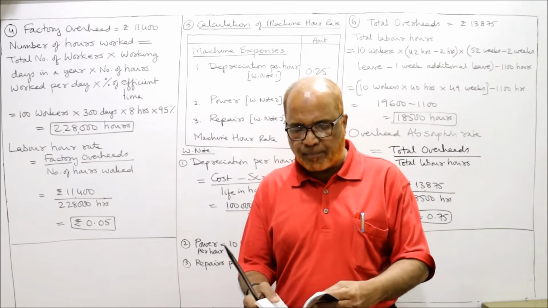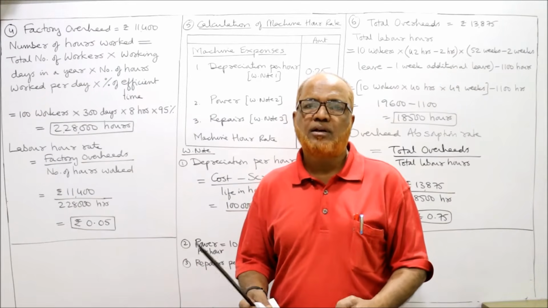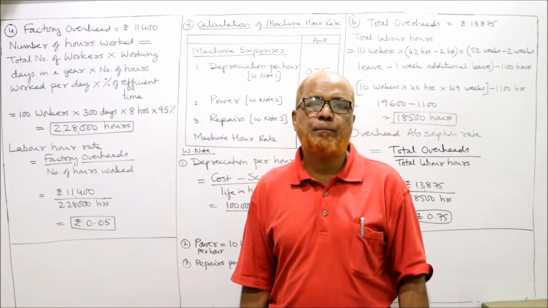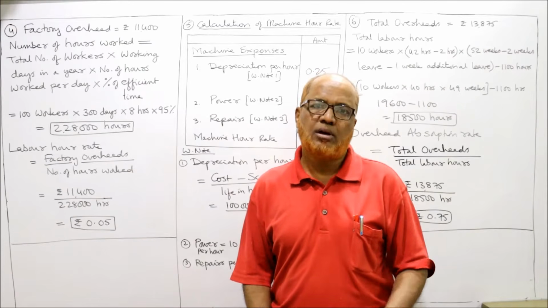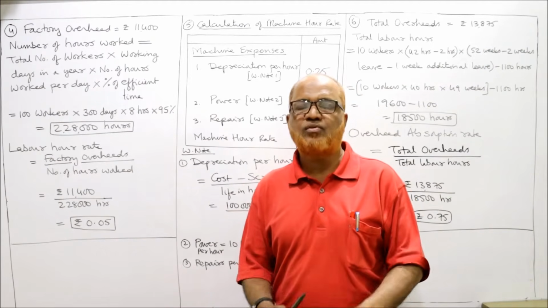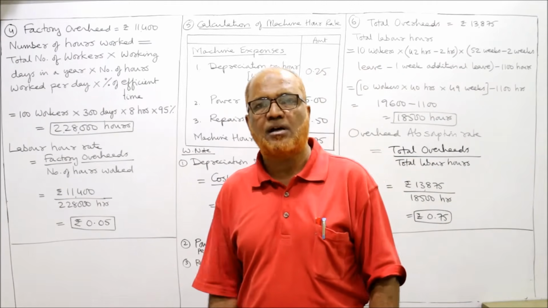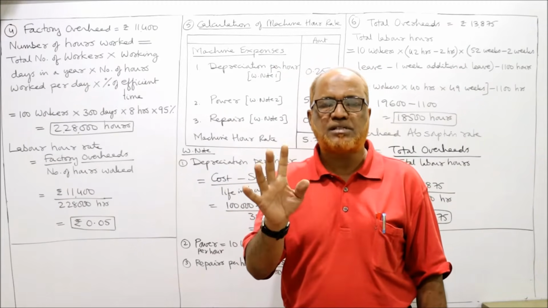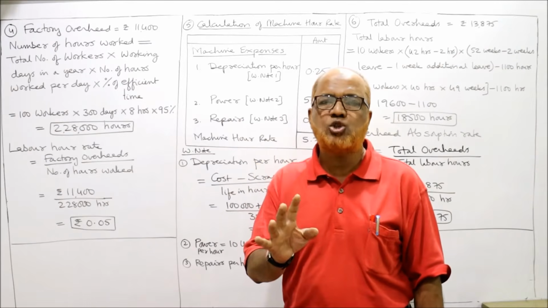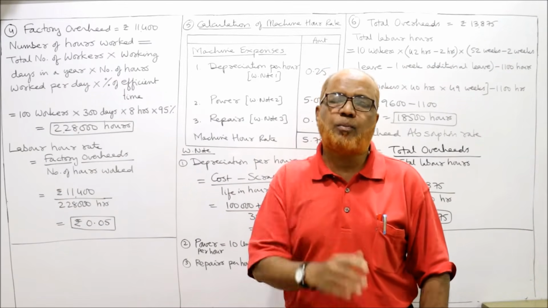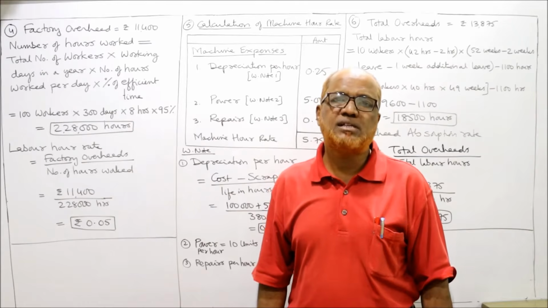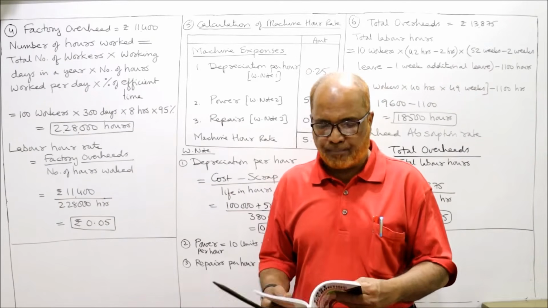Then power consumption per hour 10 units. The machine consumes 10 units of power in one hour, and the unit rate of power is 50 paise. Per unit rate of power is 50 paise. So one unit is 50 paise. How many units of power are consumed? 10 units. So 10 into 0.5, 5 rupees is the power consumption per hour.